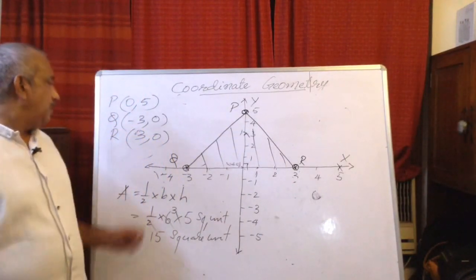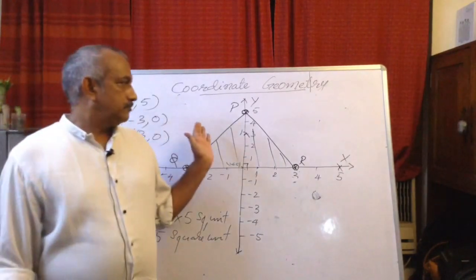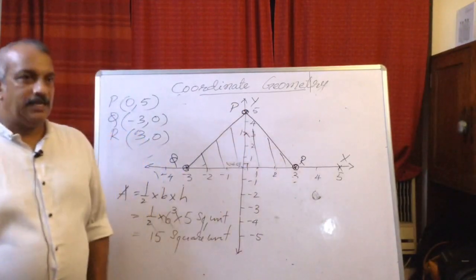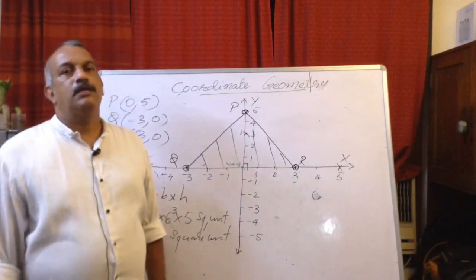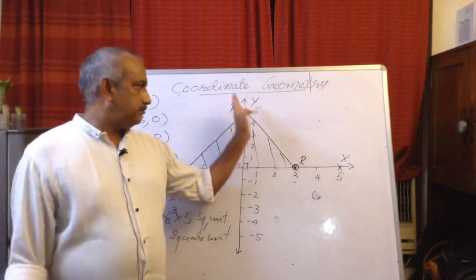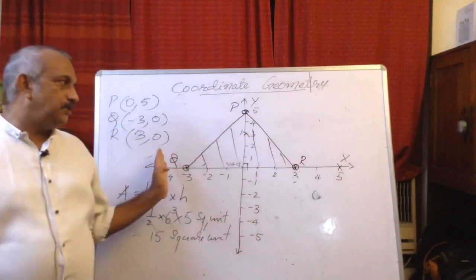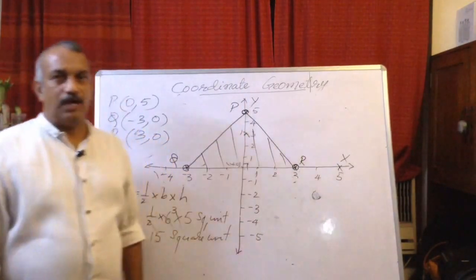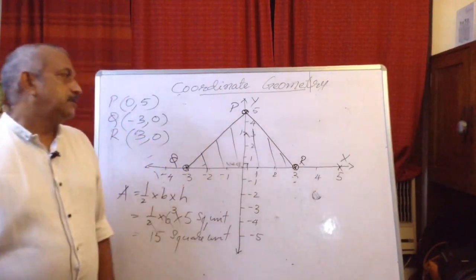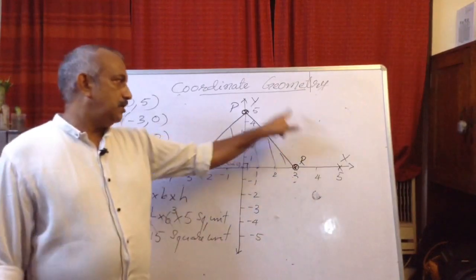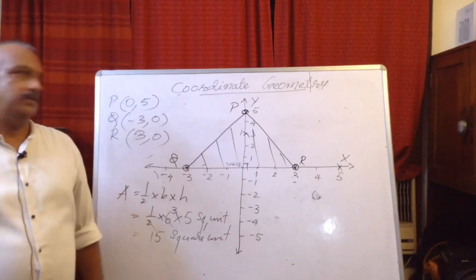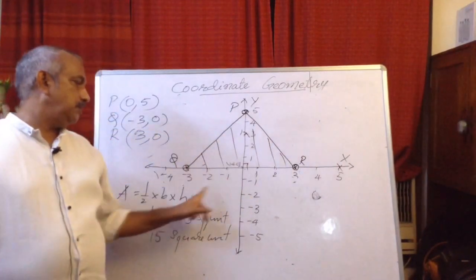Then a plane with x and y axes is called a Cartesian plane. Then the two axes divide the plane into four parts, each one is called a quadrant. The quadrant is the same as 1/4 only. Then they are numbered 1, 2, 3, 4, like this only. This order you have to remember: 1, 2, 3, 4.